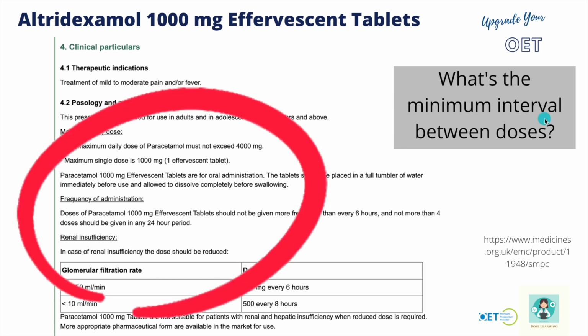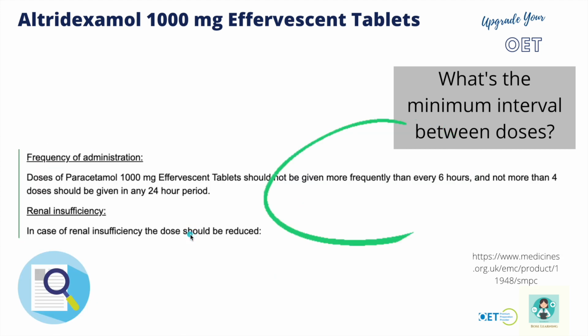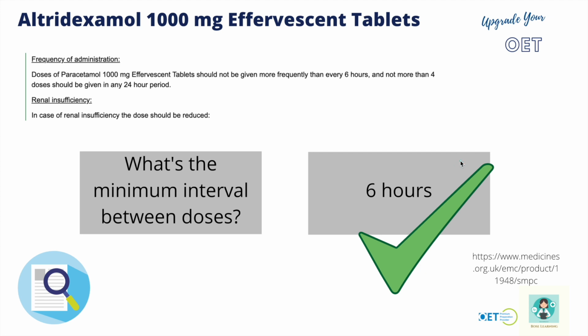And I'm looking for time, remember? And here we have something about time. So I zoom in and I have a look more carefully. Doses of paracetamol should not be given more frequently than every 6 hours, and not more than 4 doses should be given in any 24 hours. Okay, so I'm looking for the minimum interval, and therefore the answer is 6 hours.